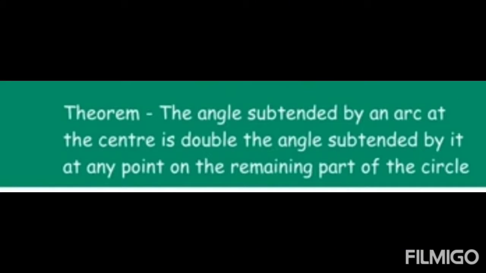The statement of the theorem is: the angle subtended by an arc at the center is double the angle subtended by it at any point on the remaining part of the circle.